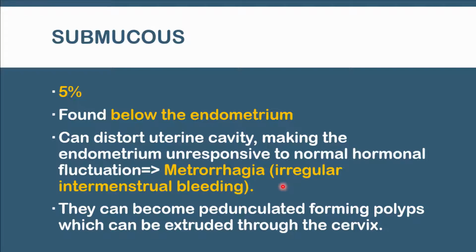Then the third type, which is a corporal type of fibroid, or the fibroids that are found in the body of the uterus, these are referred to as a submucous fibroid or submucosal fibroid.